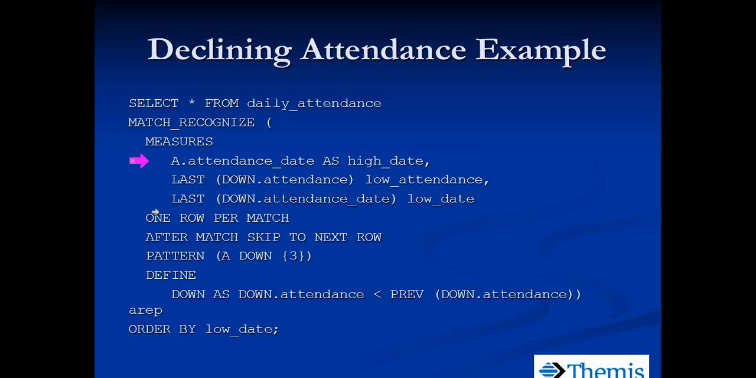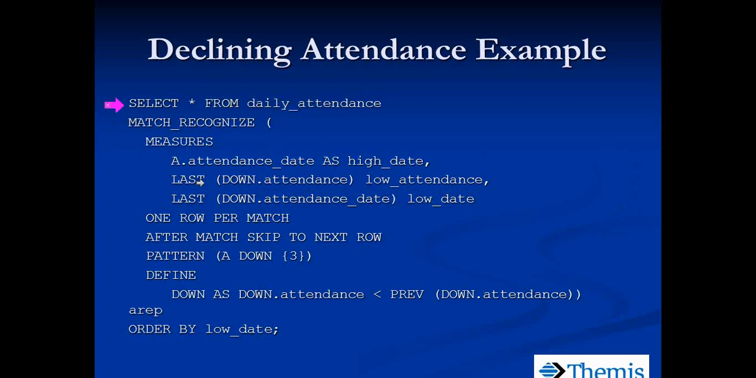Remember, the measures maps the input to the output. So I'm going to take the attendance date from the daily attendance table in this case. I'm going to take the attendance right here from the daily attendance, and I'm going to map those to these three aliases here: high date, low attendance, and low date. So the selecting from here just provides the input to the row pattern matching. That's all it's doing at that point. Okay? So remember what the table looked like. It had an attendance date and an attendance. That's it.